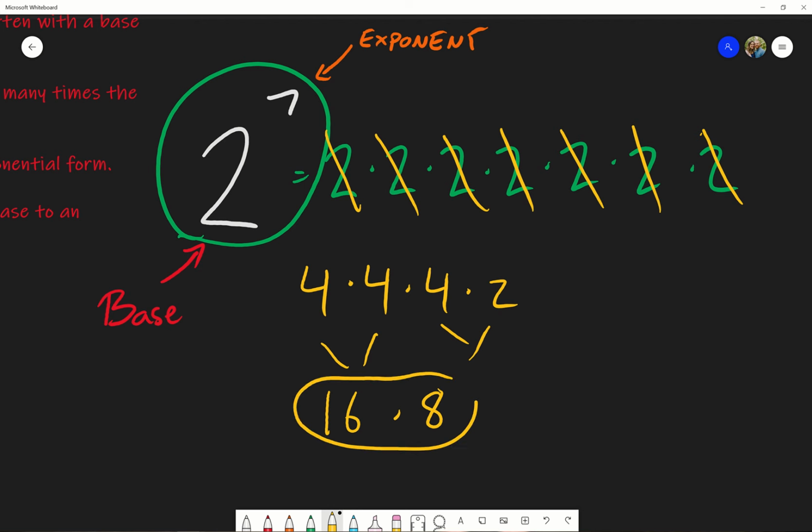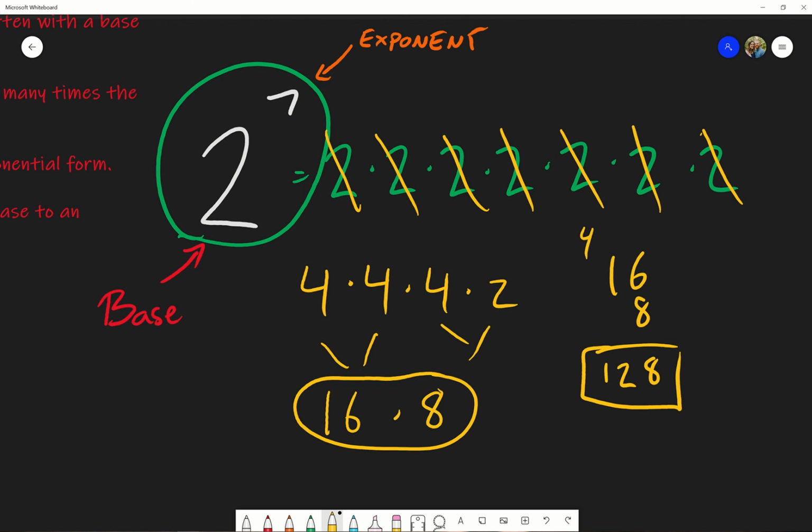So my final math problem I solve is 16 times 8, which is 128. So 2 to the power of 7 is 128, and that would be solving for our power.